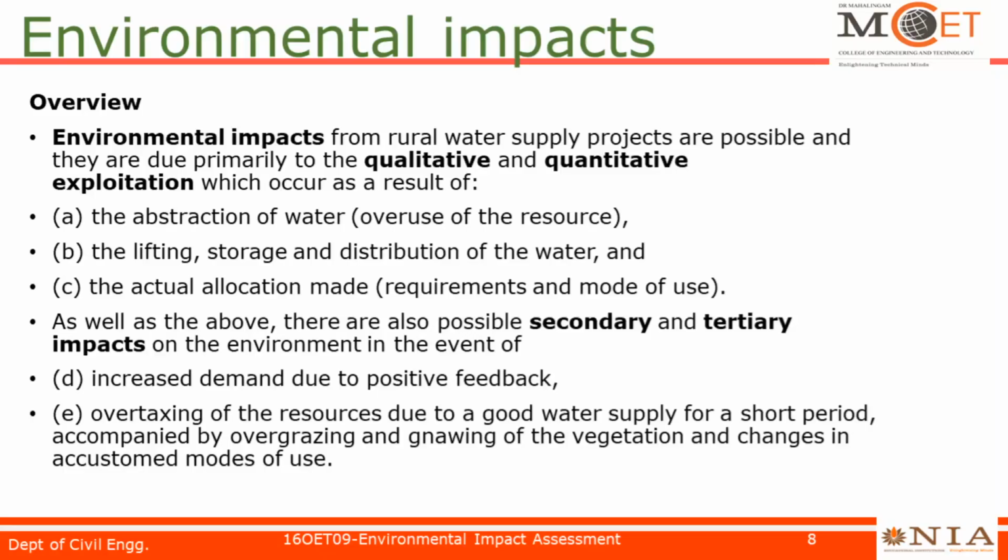So these things occur as a result of abstraction of water, that is overuse of resources, lifting, storage and distribution of water, actual allocation made, that is requirements and mode of use. As well as above, there are also possible secondary and tertiary impacts on the environment in the event of increased demand due to positive feedback, overtaxing of the resources due to a good water supply for a short period, accompanied by overgrazing and gnawing of vegetation, and changes in the custom mode of use. Some additional impacts, secondary and tertiary impacts.